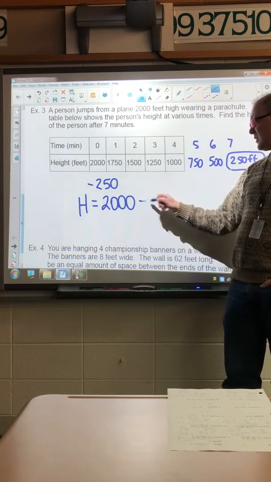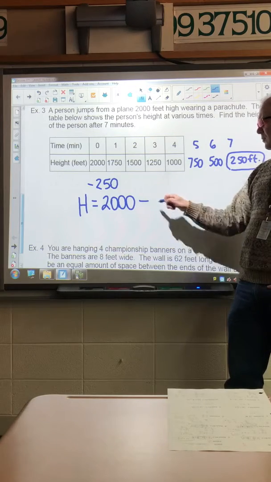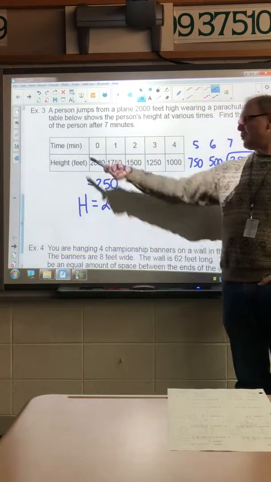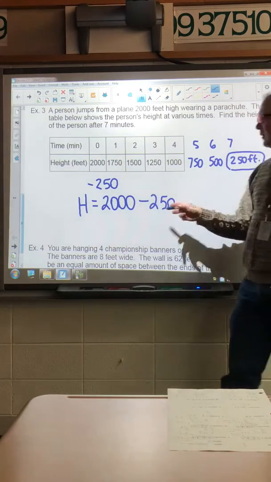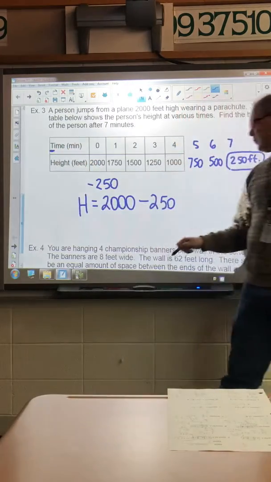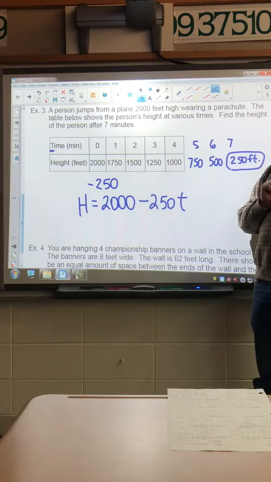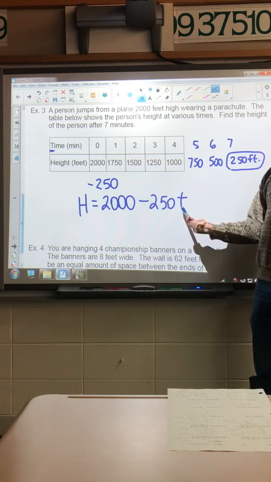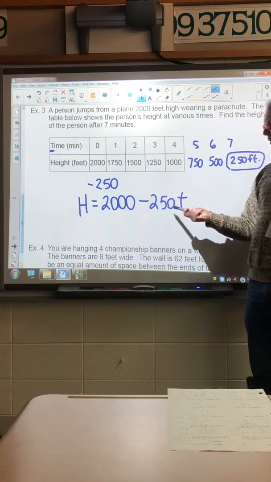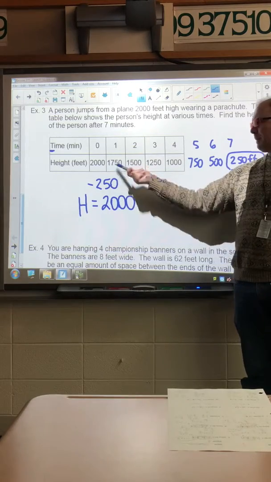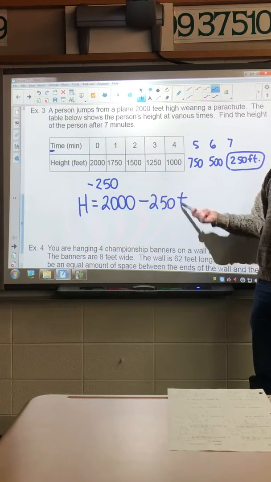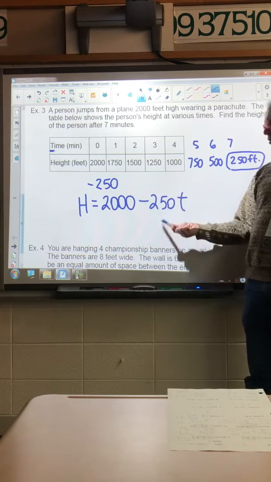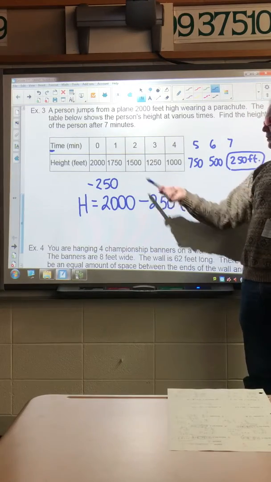And then it's decreasing, so I'm going to do subtraction. We're subtracting 250 every minute. Okay, and we're using t to represent time. So if I put in 1 for t, 250 times 1 is 250. 2,000 minus 250 is 1,750. If I put in 2 for t, so 250 times 2 is 500. 2,000 minus 500 is 1,500.